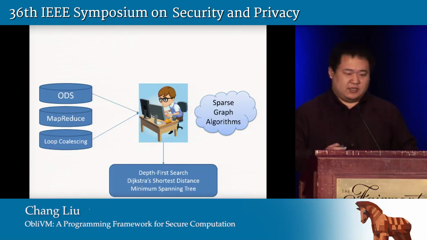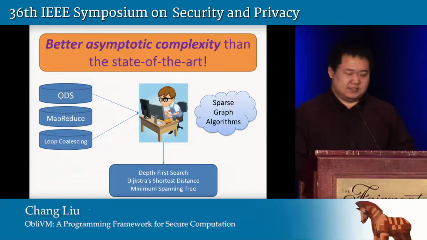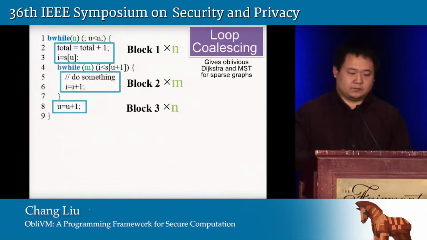Using these tools, we implemented three different sparse graph algorithms, and everything looks fine, right? But we had a very unexpected result: our implemented algorithms made a theoretical breakthrough. All three algorithms have better asymptotic complexity than the state of the art. This is very surprising to us. For more details about these algorithms, I also refer you to the paper.